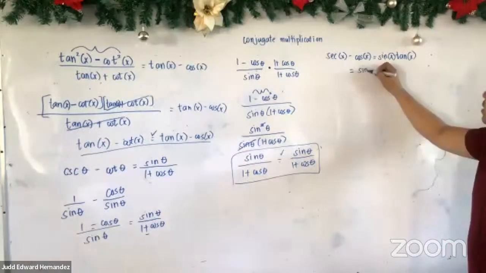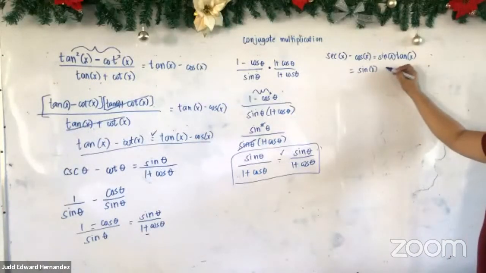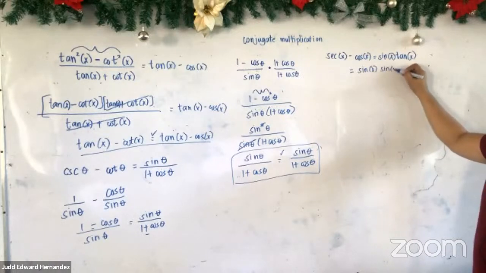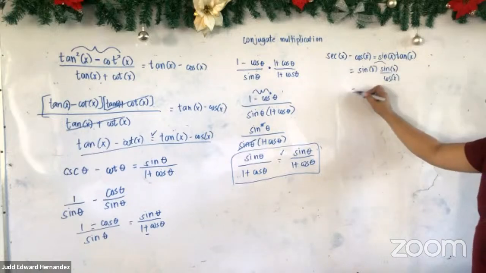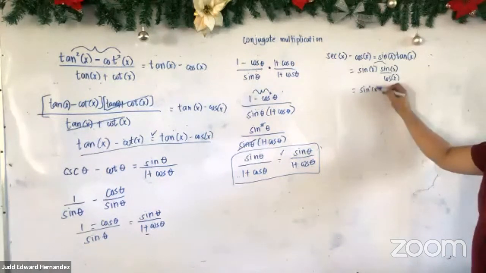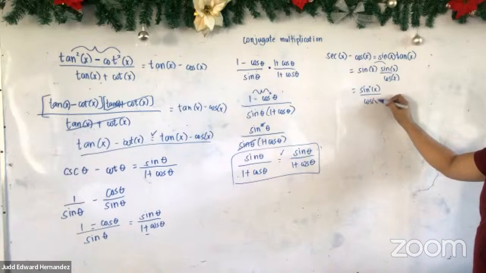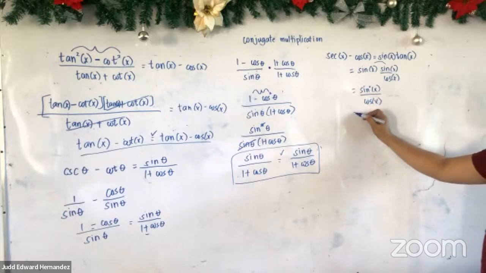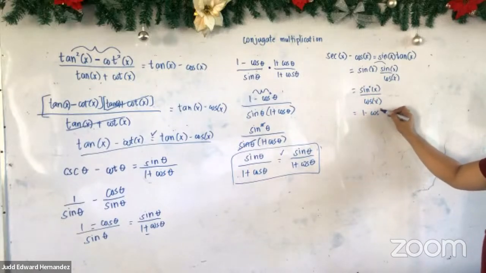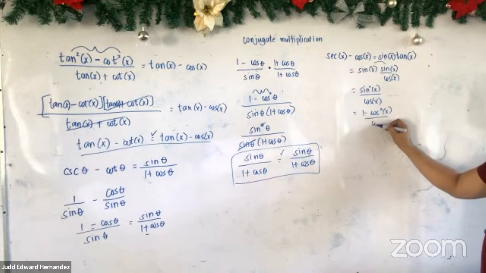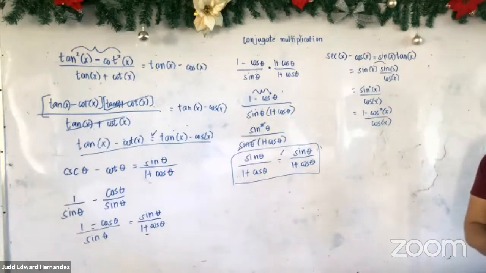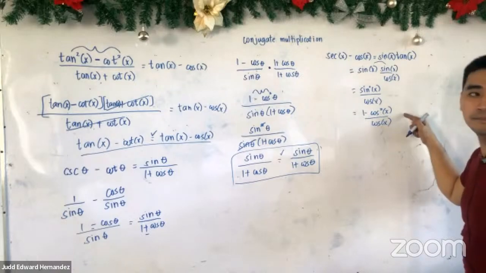Opo, sir. Okay. So, dito sa kanan, this becomes sine of x. Tangent of x could be written as sine of x over cosine of x. Multiply, this becomes sine squared of x over cosine of x. But we could say that sine squared of x is 1 minus cosine squared of x over cosine of x. Tama po ba? Pakitingnan. Tama po ba?